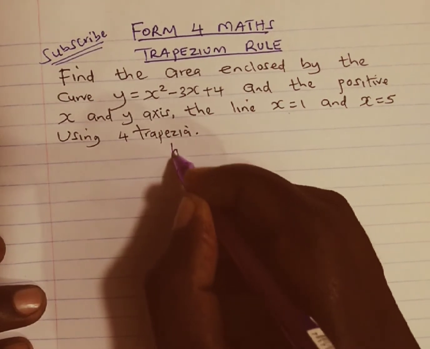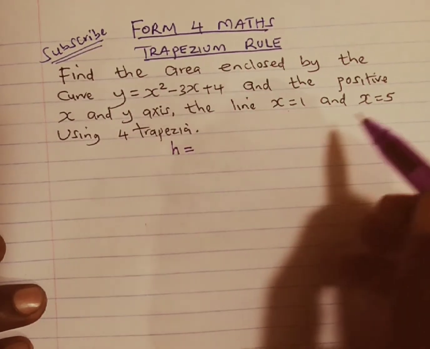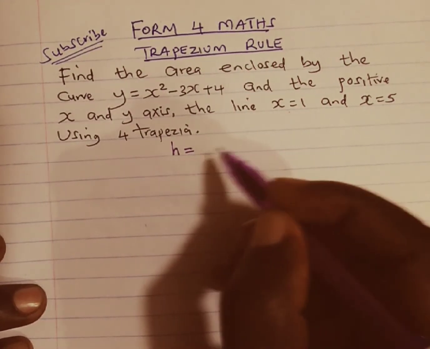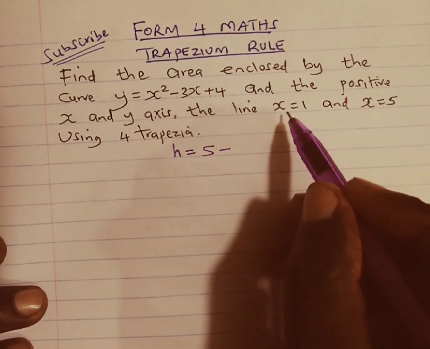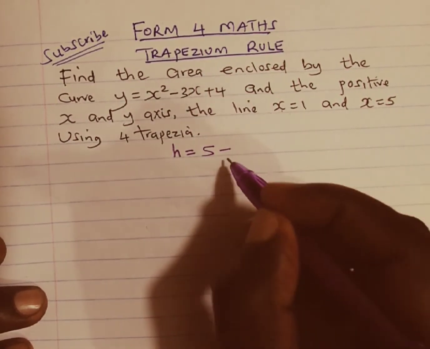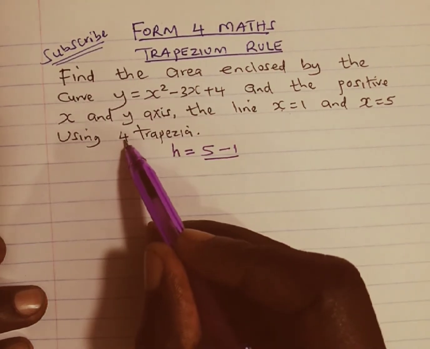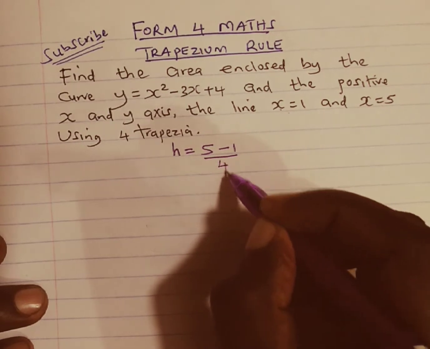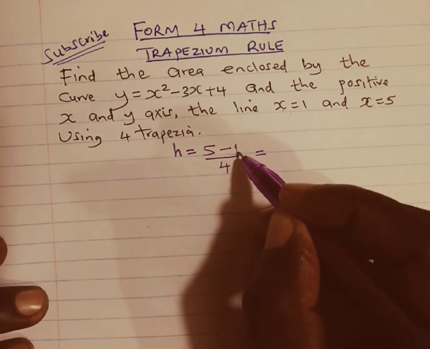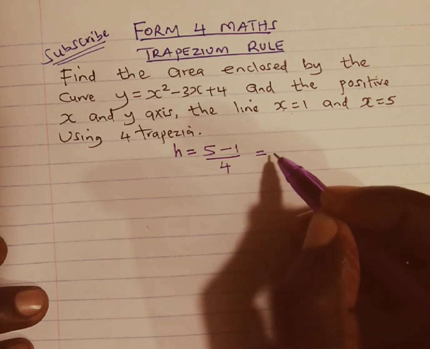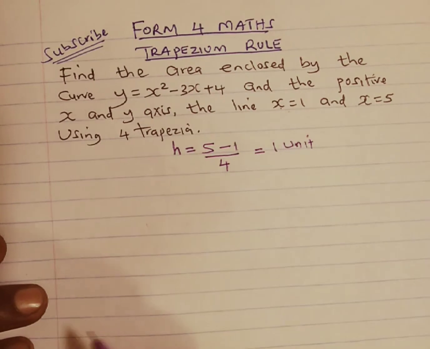calculate the height, and for us to get the height, we take the maximum value of x, which is 5, minus the minimum value of x, which is 1. We divide by the number of trapezia, and in this case we have 4 trapezia. If you take 5 minus 1, you get 4. 4 divided by 4, you get exactly 1 unit.